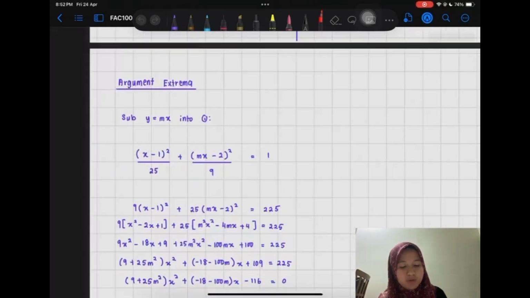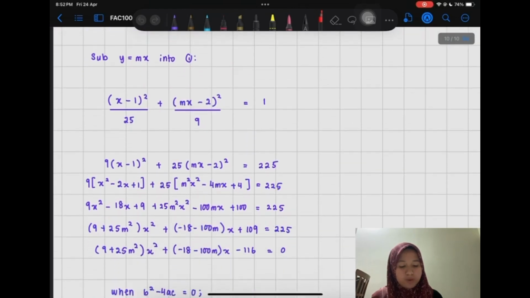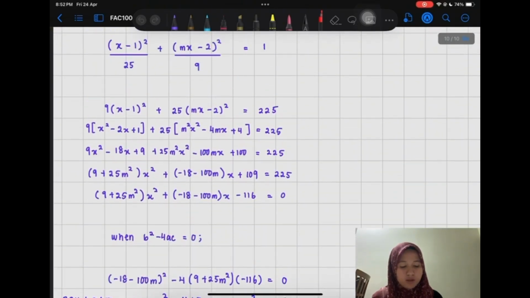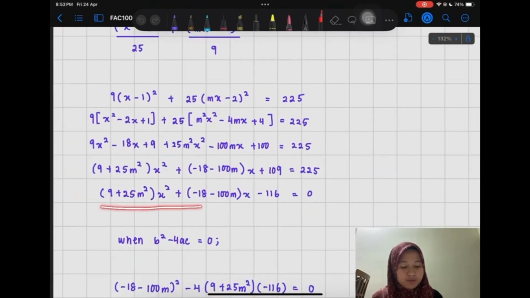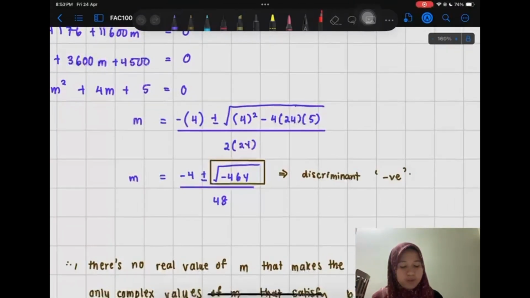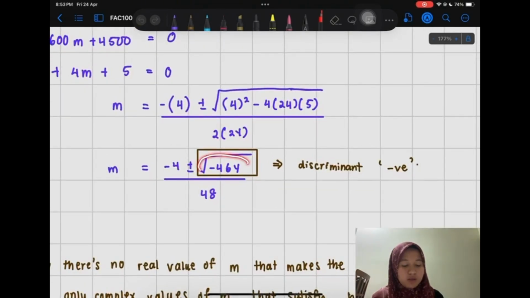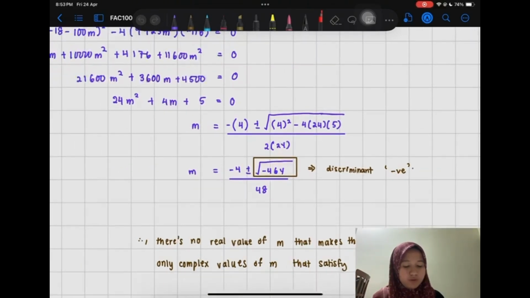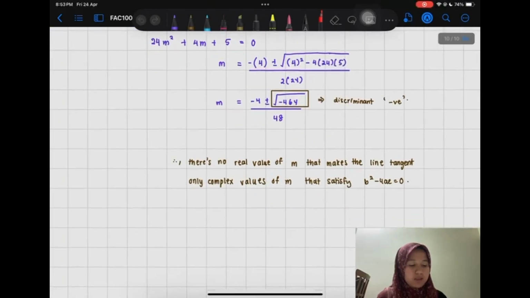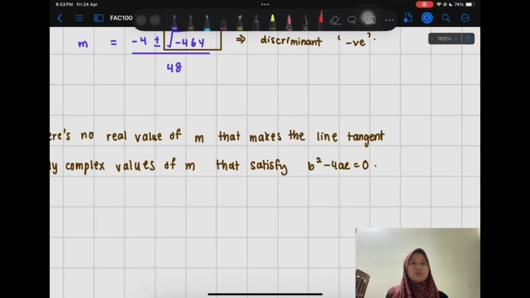For argument extrema, we substitute the equation y equals mx into our ellipse equation, and then this will be our final equation. Okay, when we set our discriminant to be 0, we will get the value of m to be negative 4 plus minus the square root of negative 464 over 48. Okay, we know that our discriminant gives a negative value, so there is no real value of m that makes the line tangent, and only complex values of m satisfy the discriminant, which is b squared minus 4ac equals 0.